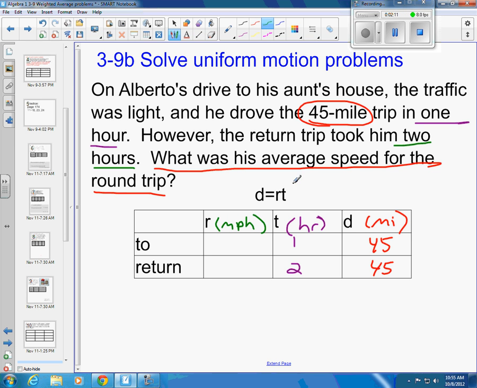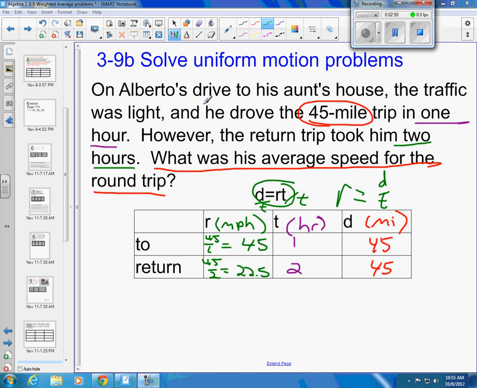So let's try to figure this out. If we've got the formula distance equals rate times time, and we want to know what the rate is, then we've got to get r by itself. So you would divide both sides by t, and you get r is equal to d over t. So the distance divided by time is going to give me this rate. So here it would be 45 divided by 1, and that's just 45. And down here it would be 45 divided by 2, and that's going to be 22.5.